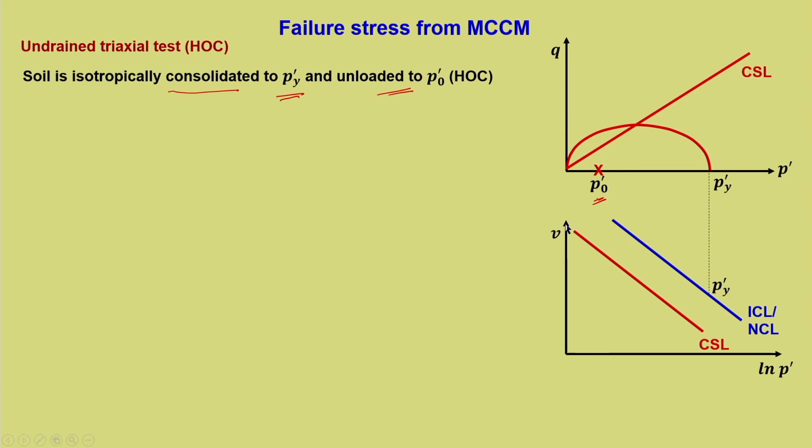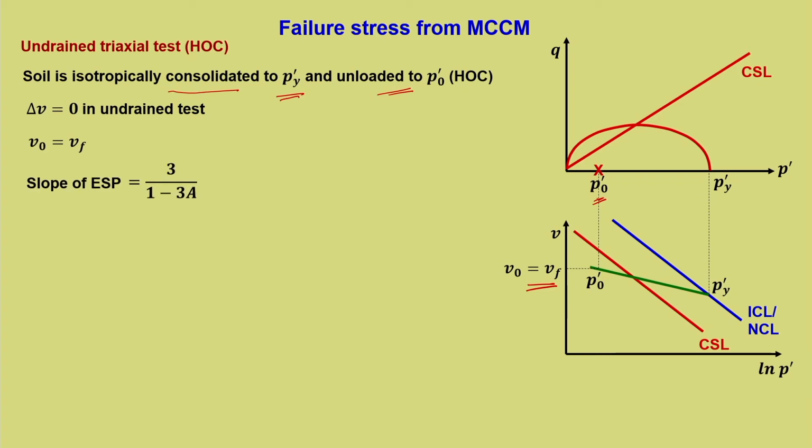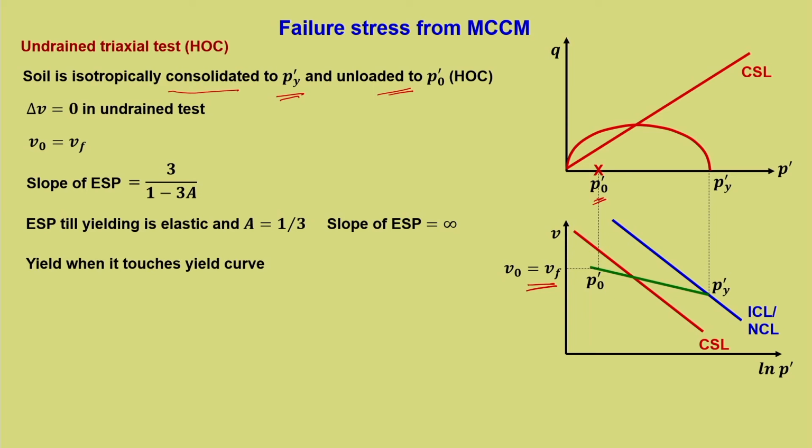The same is marked on V ln P dash plot. You can see that this much is the over consolidation that is happening. V naught is equal to V F, delta V is equal to 0 in undrained test. So, V naught is equal to V F, slope of ESP is equal to 3 upon 1 minus 3A. ESP till yielding is elastic, the same information, yield when it touches the yield curve. So, up to here it is all clear.